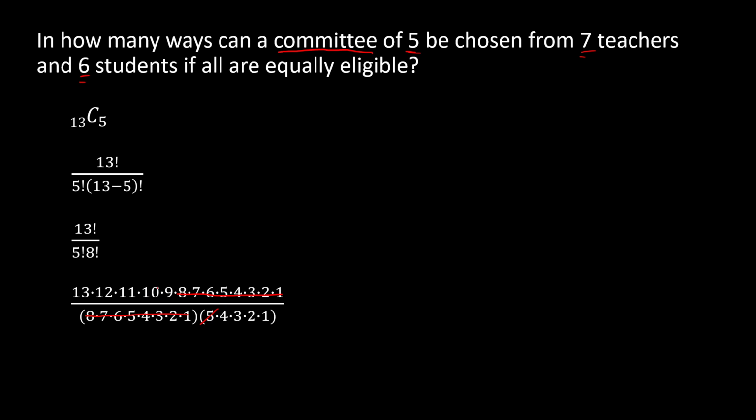5 and the 10 can cancel. I'm left with 2 over 1. And then the 4 can cancel with the 12. I'm left with a 3 over 1. And then the 3 can divide with a 3. And the 2 can divide with a 2. So what I have now is the 13 times 11 times 9 for the top. When I multiply those, I get 1,287.